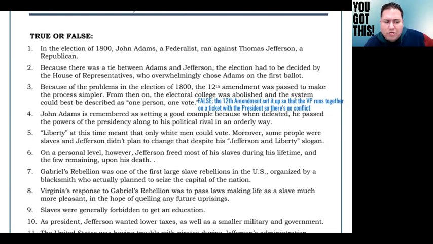But if we're talking about a president who freed his slaves, that would be George Washington. He put in his will that his slaves would be freed after his death. And so number six is false. There are a couple different ways that you can fix that, and I just explained why.